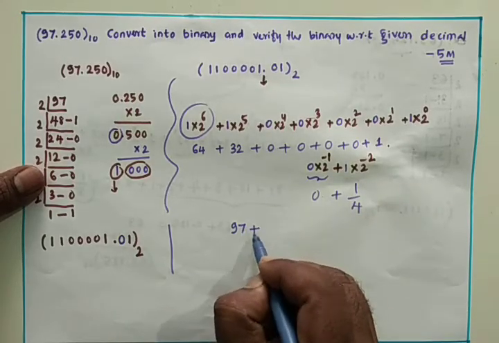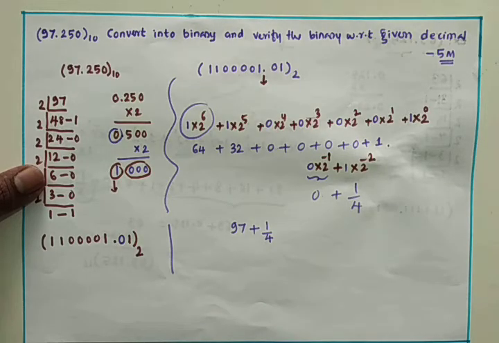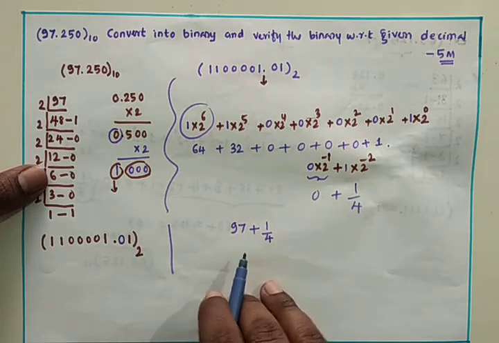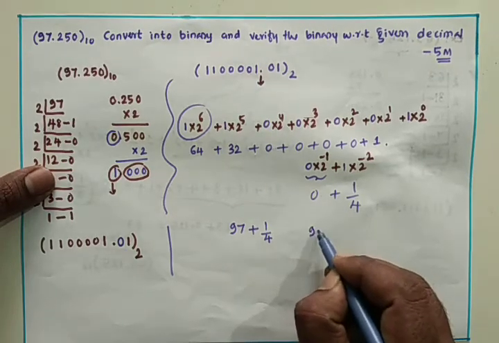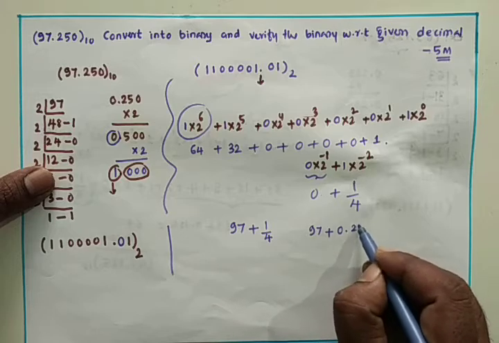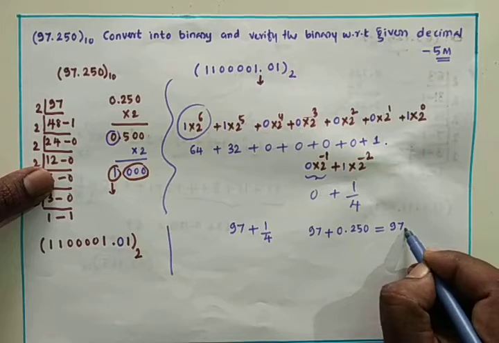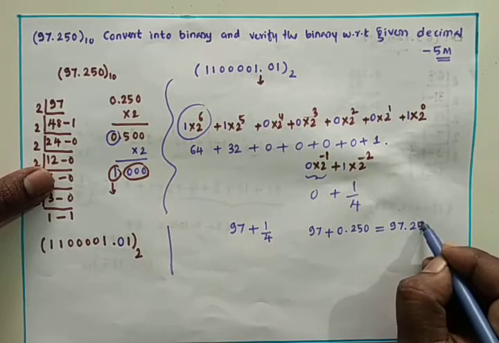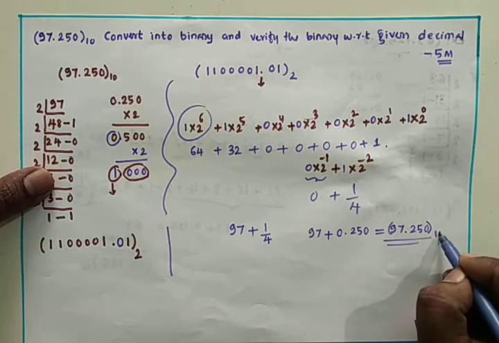97 plus 1 by 4. 1 by 4 is nothing but 0.25. That means 97 plus 0.25, we can get 97.25. It is a decimal number.